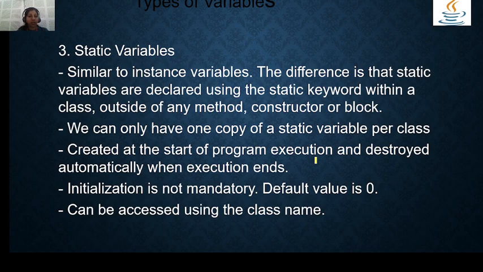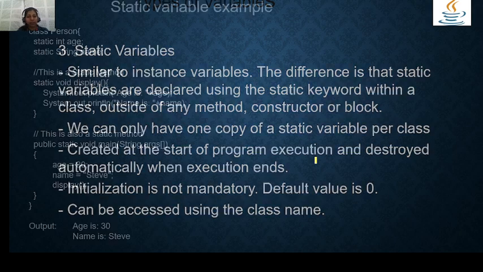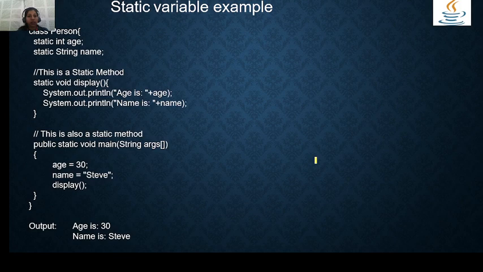And for the static variable, the initialization of that variable is not mandatory. Default value is 0. And as I mentioned, it is not specific to the class, so we can access the static variable without using the object. Static variables can be accessed directly from the class name. So let's see an example of a static variable.